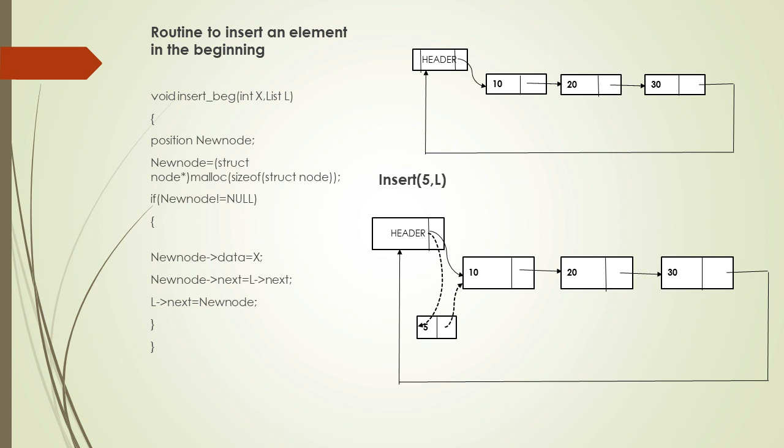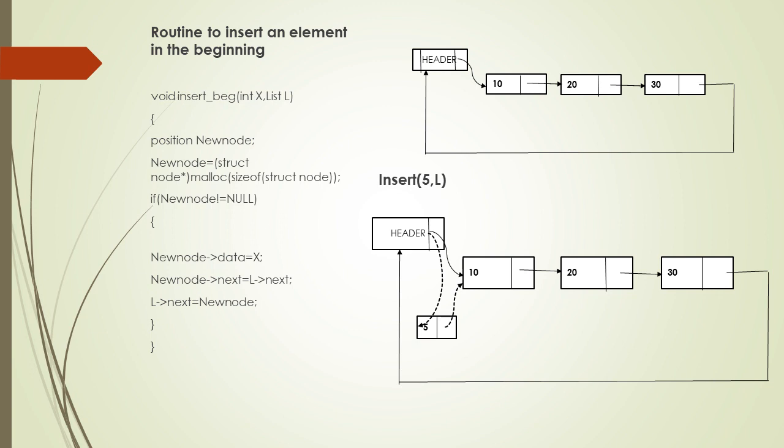Routine to insert an element in the beginning. Inserting an element in the beginning of the linked list. void insert_beginning(int x, list L). Position new node, it is to be declared. newnode = (struct node *) malloc(sizeof(struct node)); if newnode is not equal to NULL, then newnode data = x, newnode next = L next, L next = newnode.